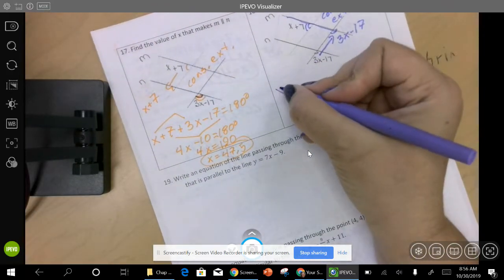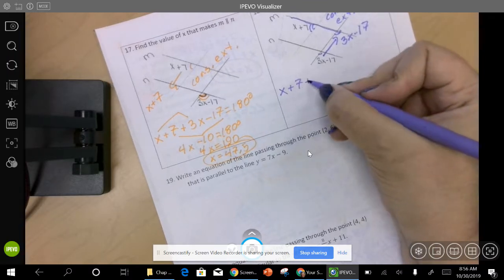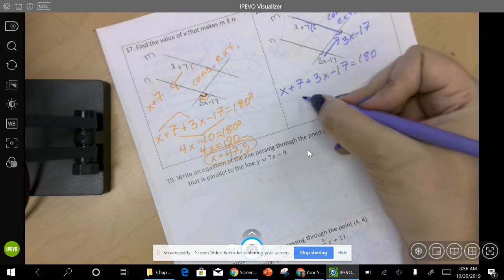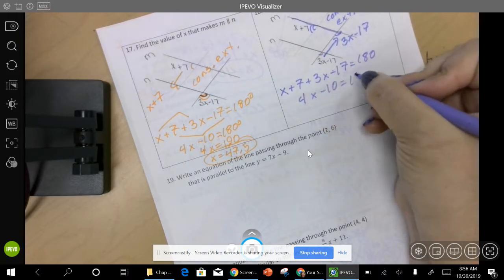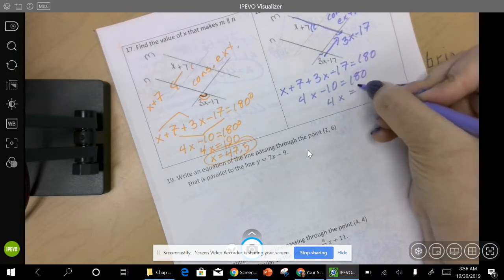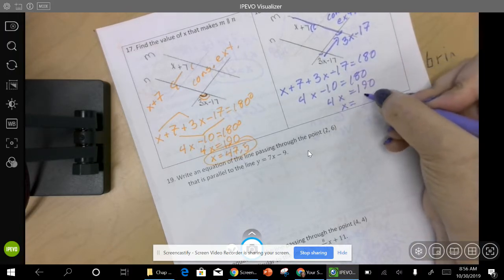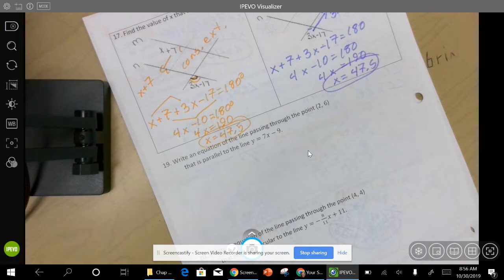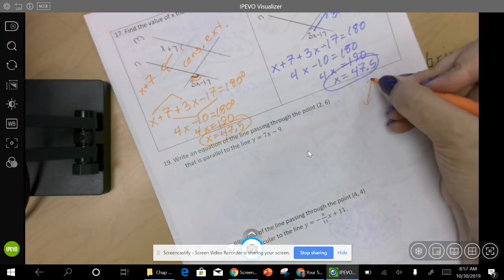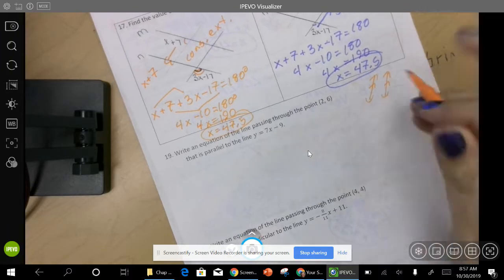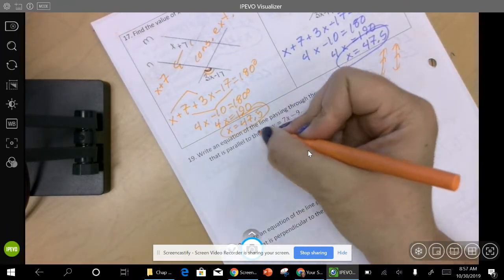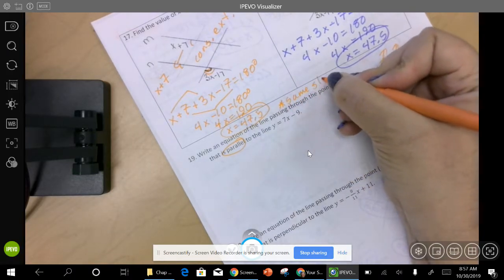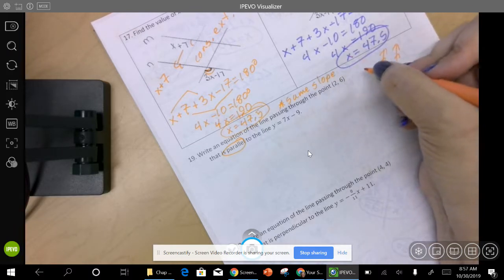I'm going to set them equal to 180. I combine like terms. And yes, the numbers are the same. Okay, write an equation that passes through the point. So everybody remember, parallel means they're going to be like this, and they have the same slope. Same slope, different y-intercepts. So they have different b values.